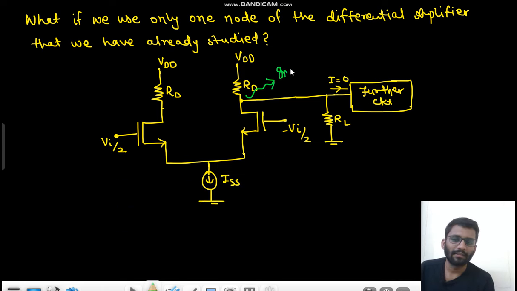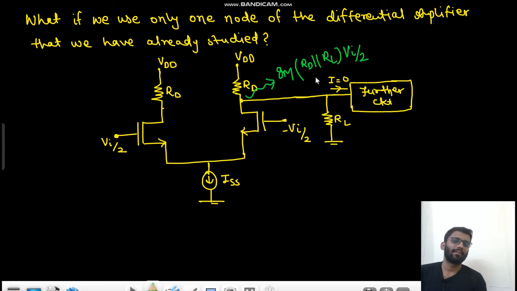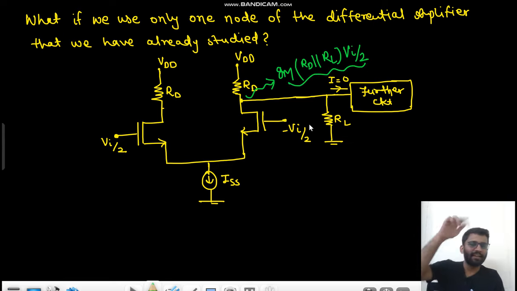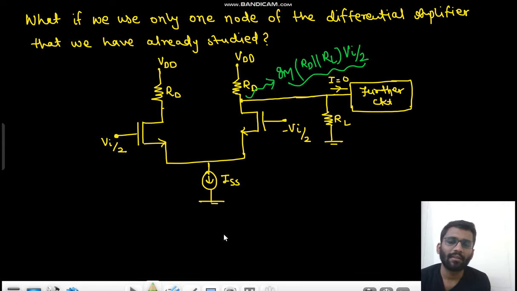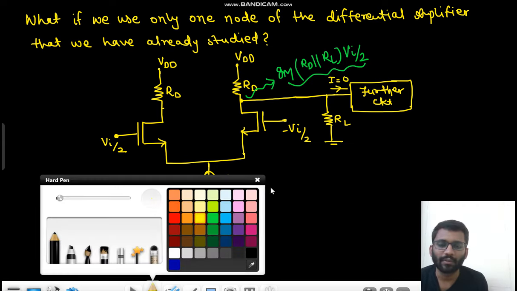That is gm times RD parallel with RL, actually, because from here you can see RD parallel with RL, this will be shorted, times Vin by 2. So the gain here is gm RD parallel with RL by 2 actually. Your desired input signal is Vin. Your gain here is what is being fed to the output.